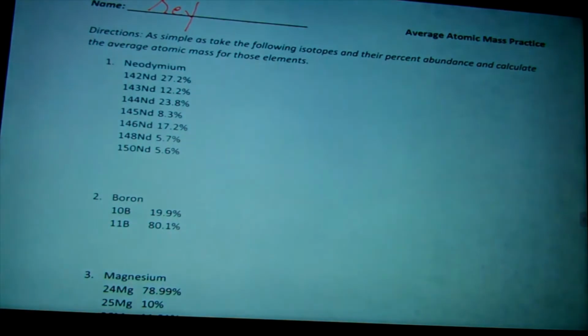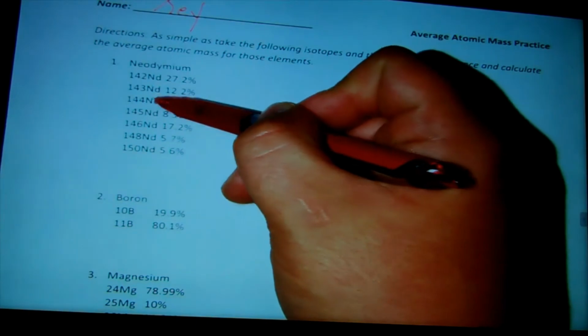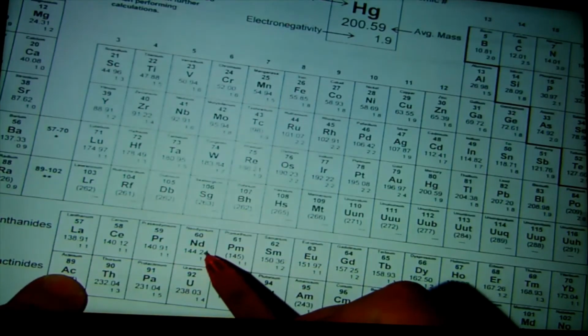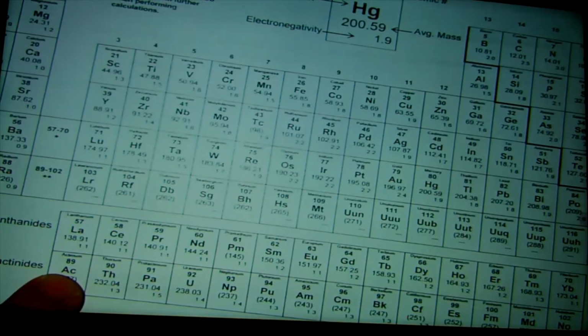Alright, so we have neodymium there. So we have 1, 2, 3, 4, 5, 6, 7 isotopes. I did this on purpose because I wanted you to actually see how this would work with a bunch of isotopes. So I need you to work with this and see. You guys can do this. Neodymium, if you're looking on your periodic table, is right here at number 60. So right there is neodymium.